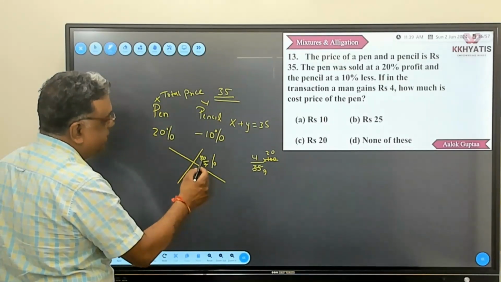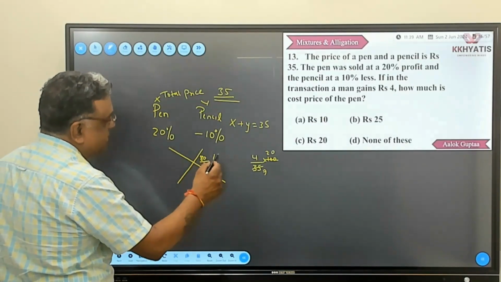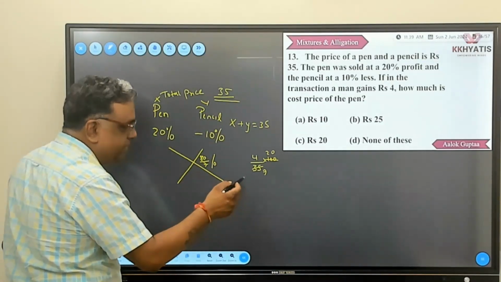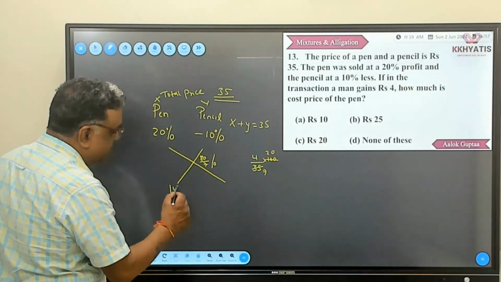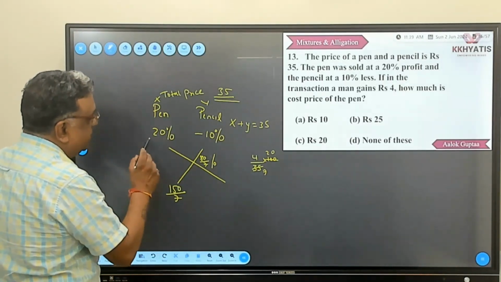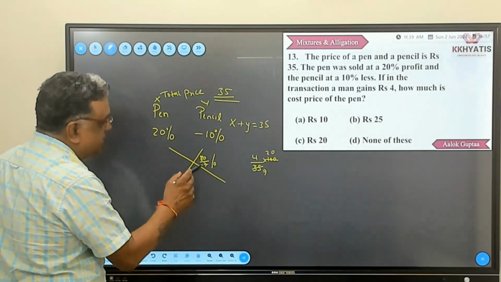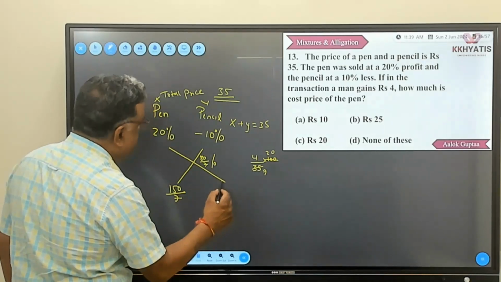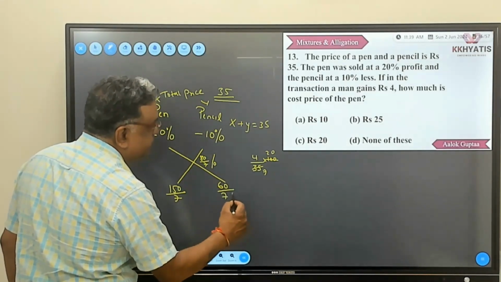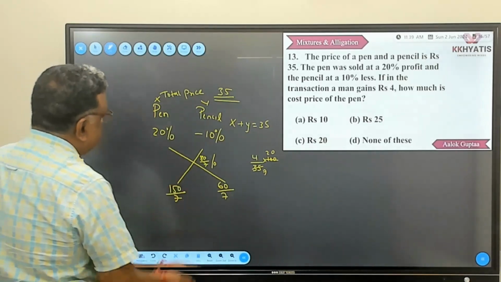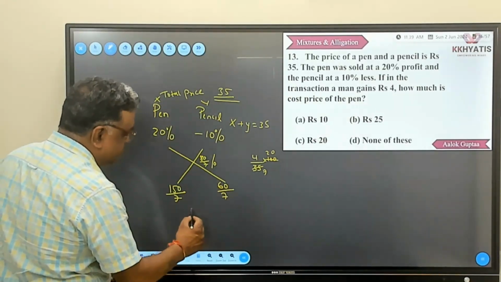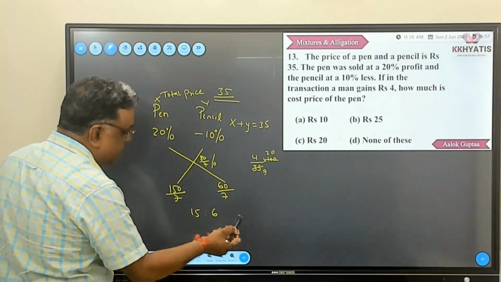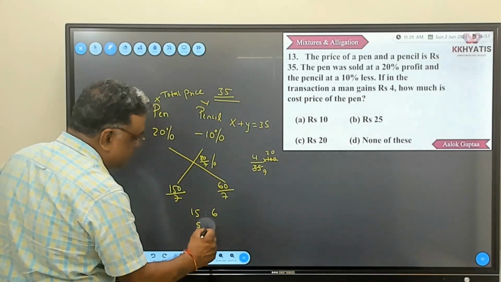So this will become 80 upon 7 minus minus 10. So 80 upon 7 plus 10, that is 80 plus 70 upon 7, that is 150 upon 7. And this will be 20 minus 80 upon 7, that is 140 minus 80 upon 7, that is 60 upon 7. Correct? So the ratio will be 150 upon 7 is to 60 upon 7, the 7s cancel, so 15 is to 6. I'll further divide it by 3, so 5 is to 2.